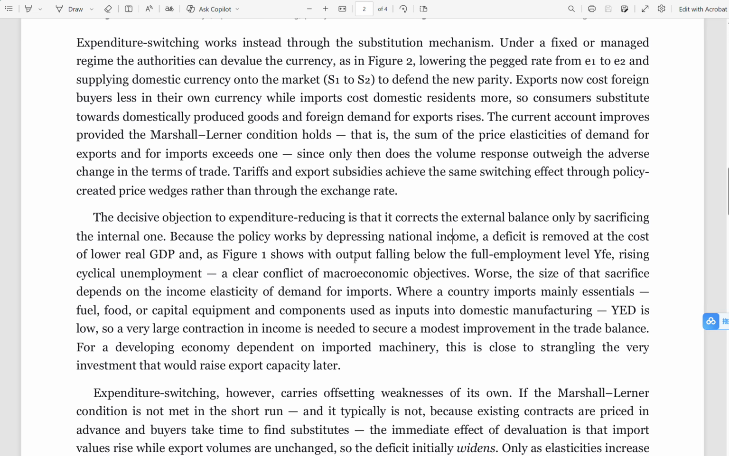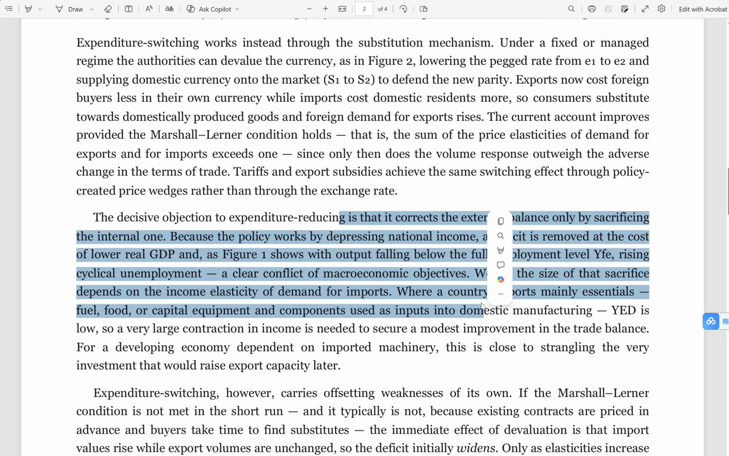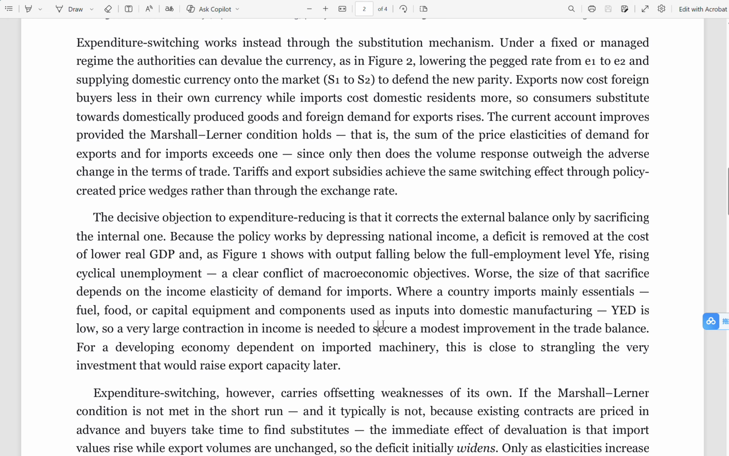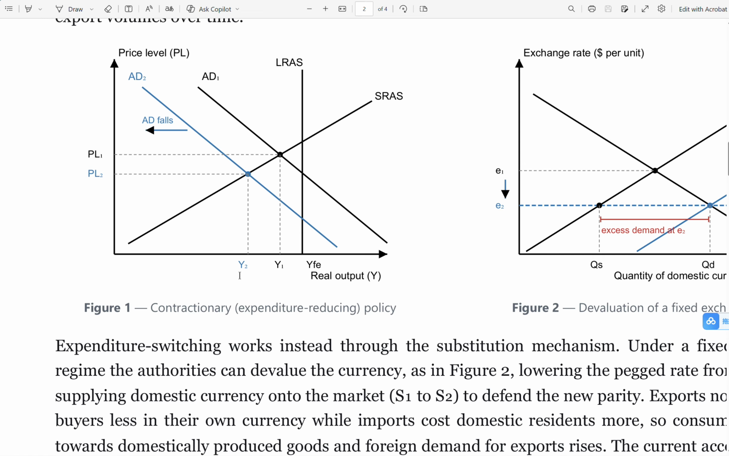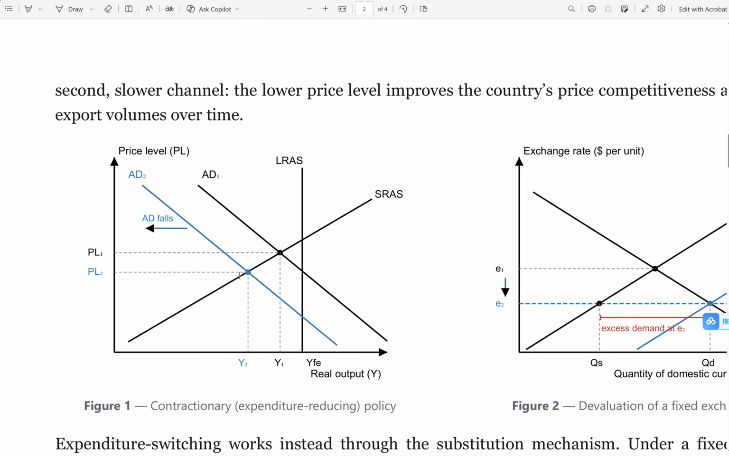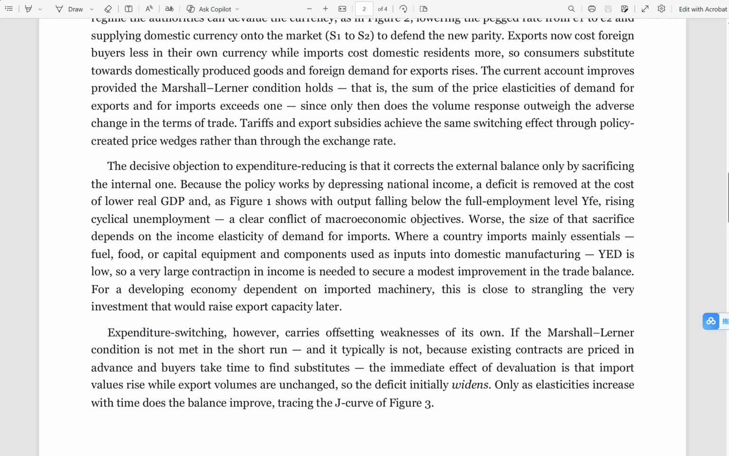The objection to expenditure reducing policies, this is basically a case against the policies, right? In some scenarios, you need to answer the question, why do you need the current account to improve? Obviously, you need more goods and services to be employed in your domestic arena. But at the same time, you're asking whether or not decreasing your aggregate demand is really going to be good for the economy. So this is the kind of stuff that you can mention, right?